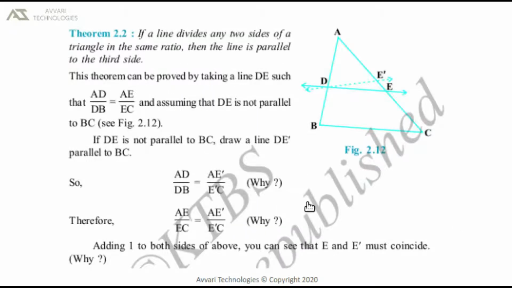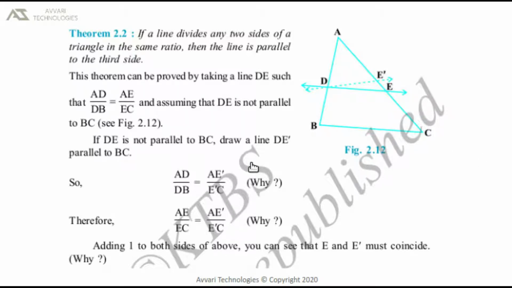In this lecture, we will prove Theorem 2.2, which states: if a line divides any two sides of a triangle in the same ratio, in this case the two sides are AB and AC, and the dividing line is DE, which divides them in the same ratio, then the line is parallel to the third side. What is the third side of the triangle which is remaining? BC. The line DE is parallel to BC, the third side.